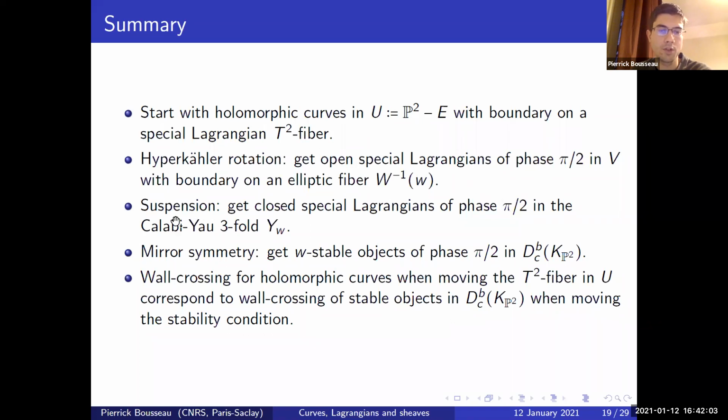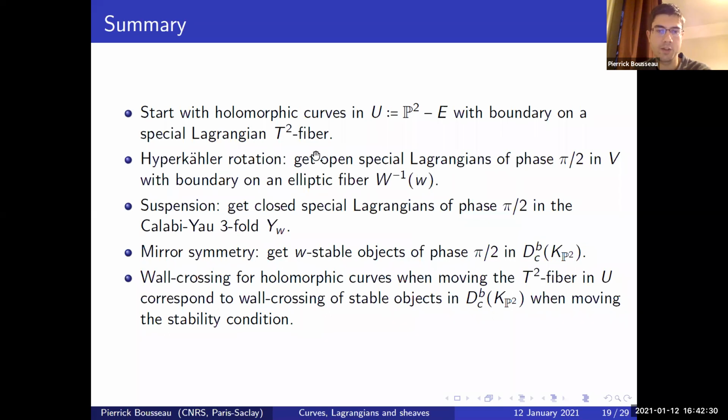After this suspension operation, we got a closed special Lagrangian of phase pi over 2 in this non-compact Calabi-Yau threefold YW, obtained by suspending the elliptic fibration. And finally, applying homological mirror symmetry, we should get W-stable objects of phase pi over 2 inside the derived category of coherent sheaves on P2.